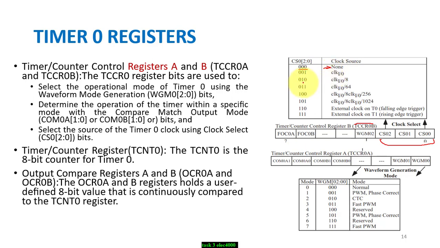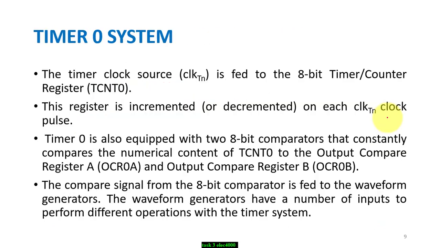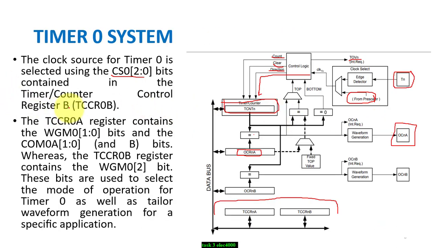If I put 010, it's the clock divided by 8, then the clock divided by 64, then the clock divided by 256, to give us different values. If we want an external clock, T0 and T1, we can use these as falling edge or rising edge. So these are the timer counter clock selectors as we saw over here, in timer counter control register B.